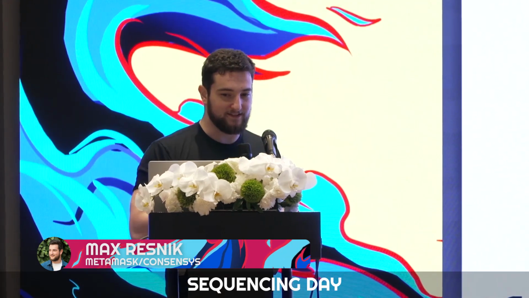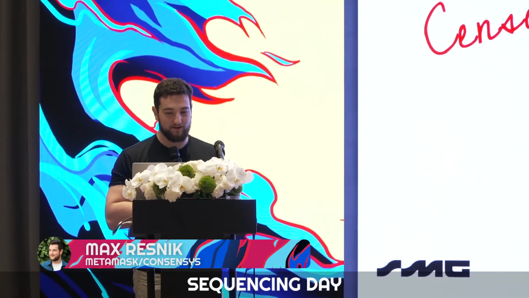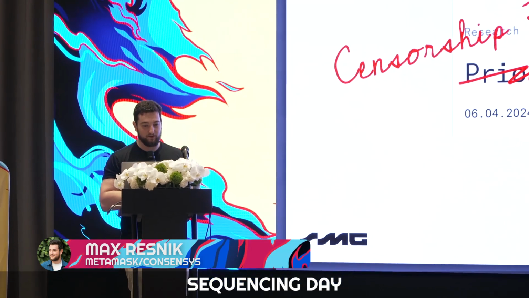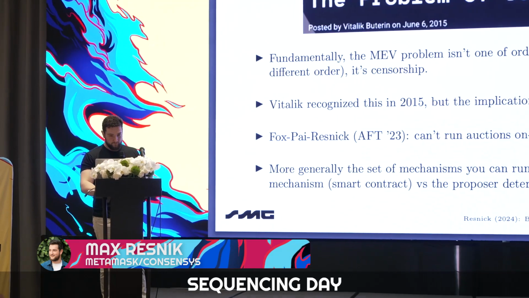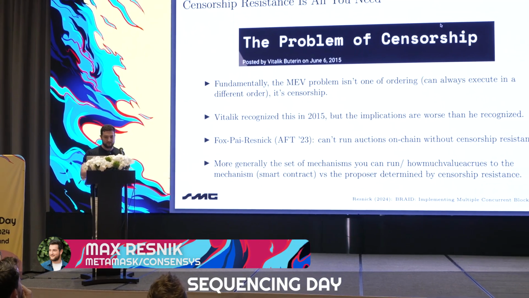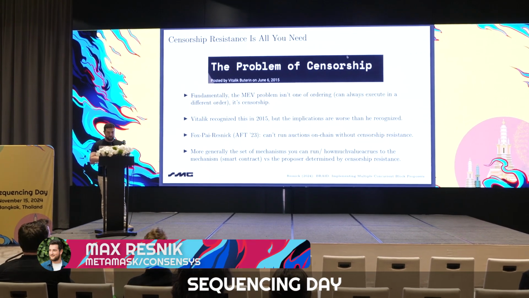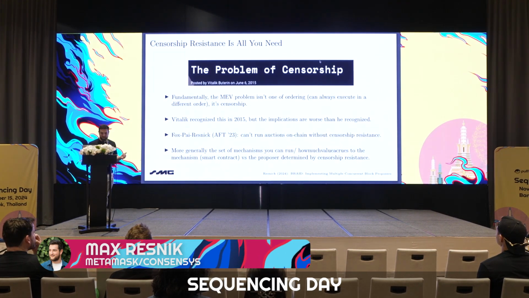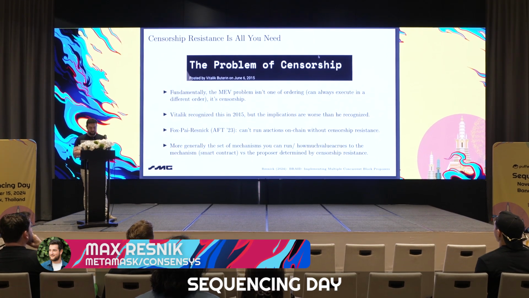So that's why I would say censorship resistance is all you need, because there's a lot of ordering rules that you can do. But if you don't have censorship resistance, then all of those ordering rules are going to be subject to manipulation. So in this post, censorship resistance is all you need. This was a 2015 post. I thought it was 2016, but it's actually a 2015 post. So Vitalik is early as always on these things.